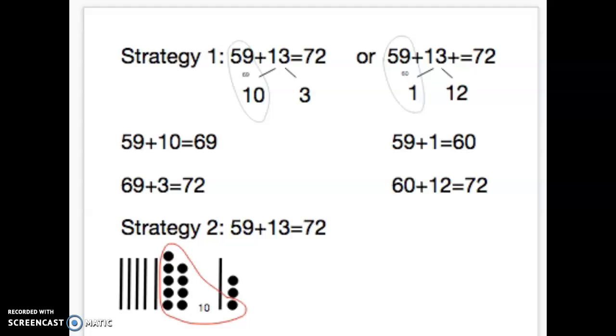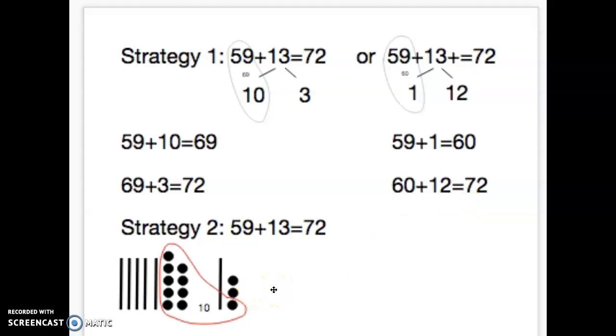For this number bond, I could say 59 plus 13. I'm going to break down 13 into 10 and 3, and I know that 59 plus 10 equals 69. 69 plus 3 equals 72. Or I could have taken 59 plus 13 and broken 13 down into 1 and 12. Here I'm trying to get to the next 10. So 59 plus 1 makes 60. 60 plus 12 equals 72.